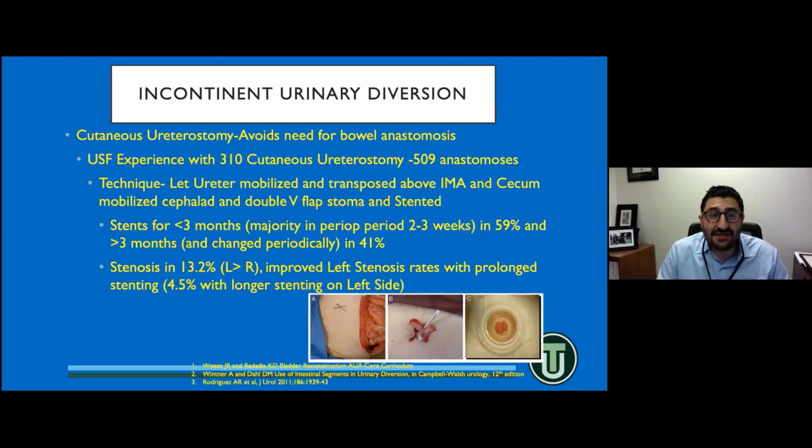In terms of incontinent urinary diversions, the simplest being a cutaneous ureterostomy. This avoids the need for bowel anastomosis and the bowel work. University of South Florida published their experience with 310 cutaneous ureterostomies. They managed these differently during their series. Early on, they left stents only for 3 months or really perioperatively and found higher stricture rates. Whereas when they left the stents in for longer, they found that the stricture rates were less and they less likely needed revisions or chronic stenting.